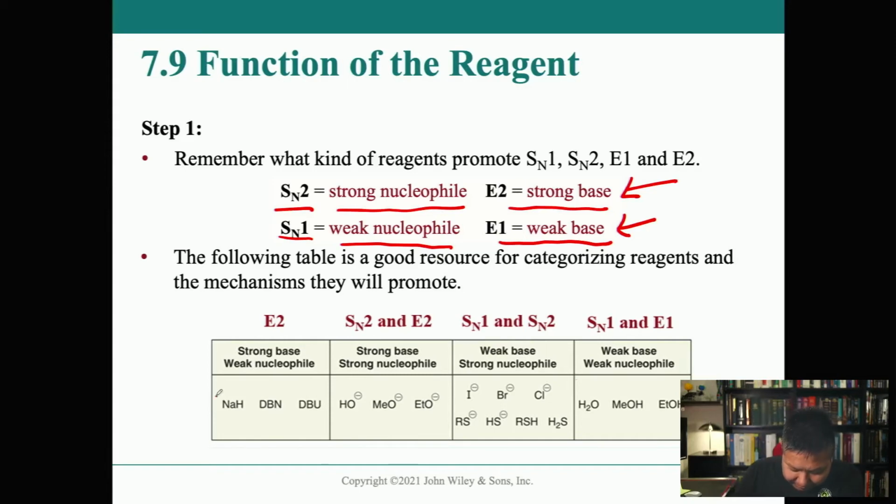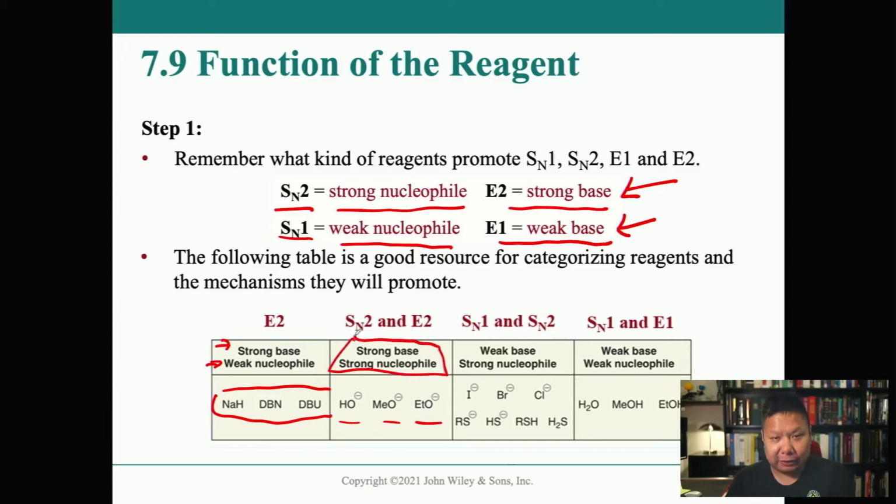So we have sodium hydride here, and DBN and DBU, which I have no idea what those are, but those are strong bases but weak nucleophiles. Then we have hydroxide, methoxide, and ethoxide, both a strong base and strong nucleophile. Those promote the SN2s and the E2s. These promote the E2s.